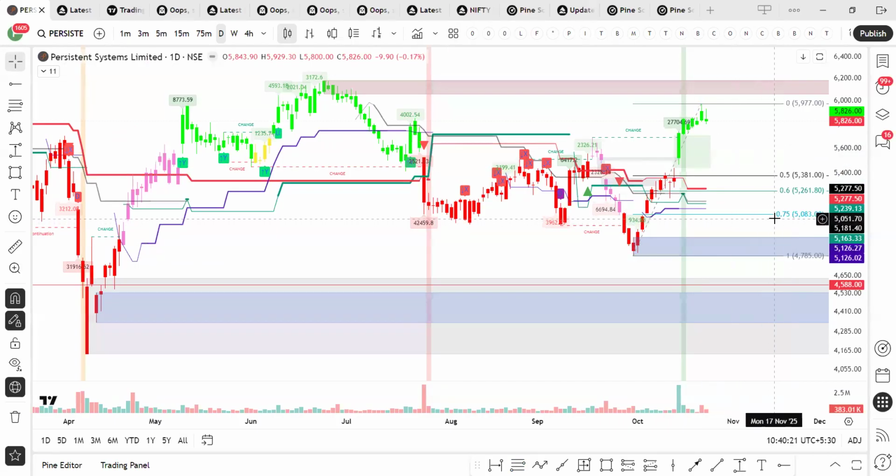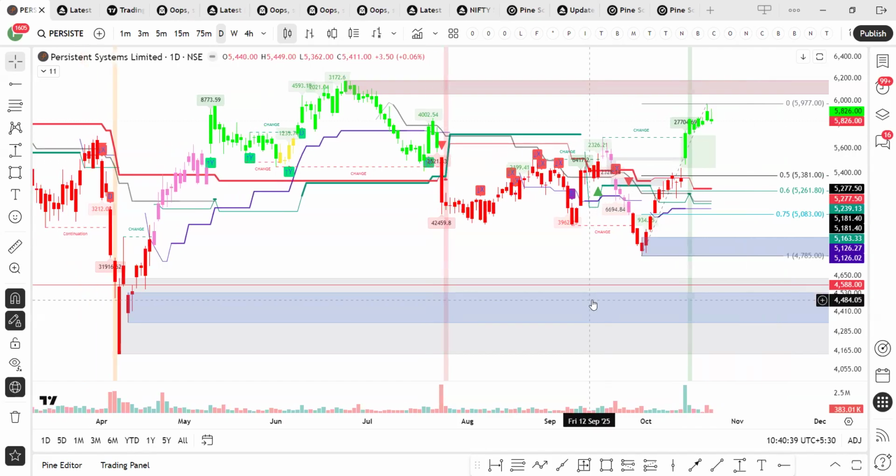At least 75% is my preferred retracement. It does not come always. Sometimes it comes up to only 60%. So I will place alerts at those levels and I will analyze when price reaches that area. Okay, that's persistent.